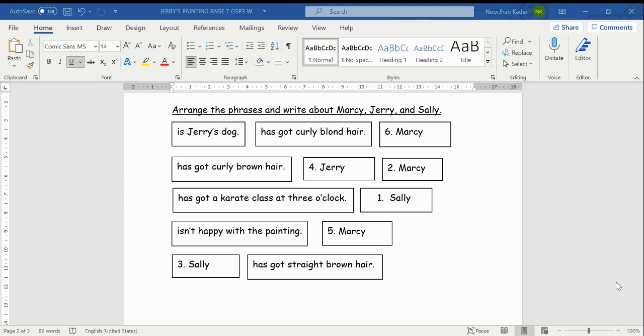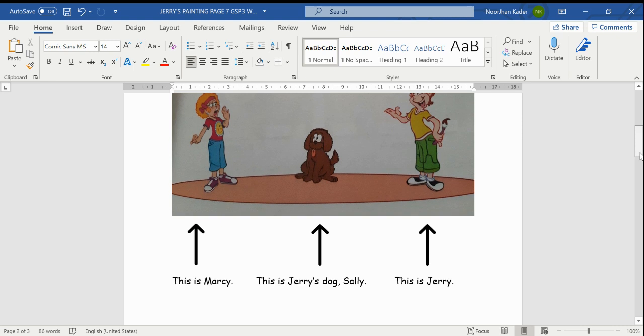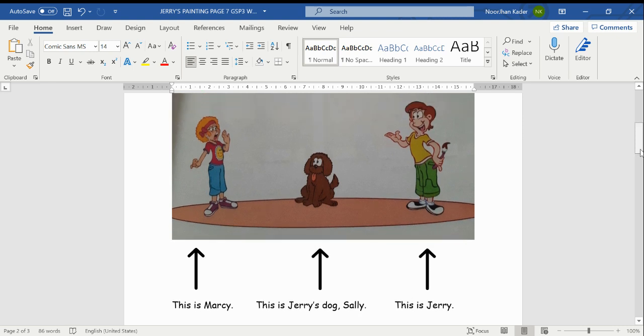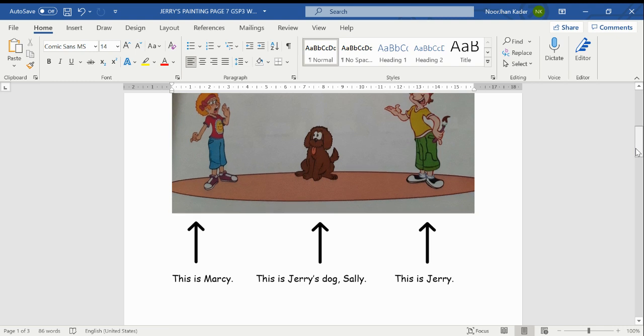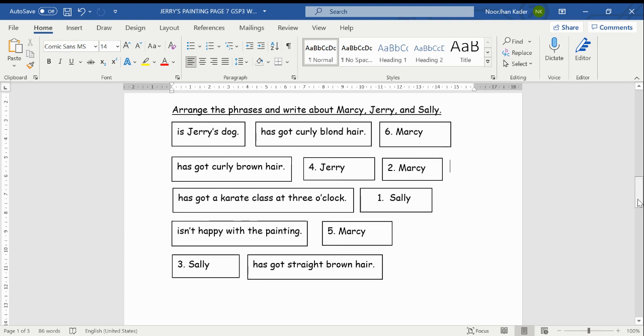And these names, who are they? They are Sally, Marcy, and Jerry, same as what I showed you just now in the picture. Those two people and one dog. This is Marcy, this is Jerry, and this is Jerry's dog, Sally. So this jigsaw writing will be based on these three characters. We have to arrange the phrases and write about Marcy, Jerry, and Sally.